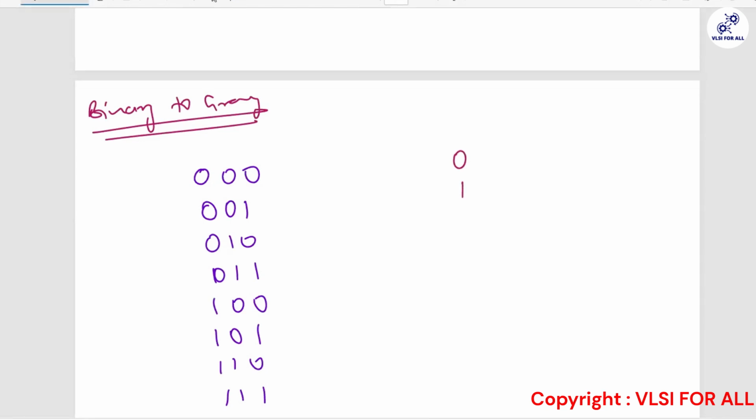Let's say you have 0 1. Now what you do is just mirror these values. So 1 will come here and 0 will come up here, right? I'm just mirroring these values. Now put 0 0 here and 1 1 here. Now do one more thing. Mirror again. Now what will happen?